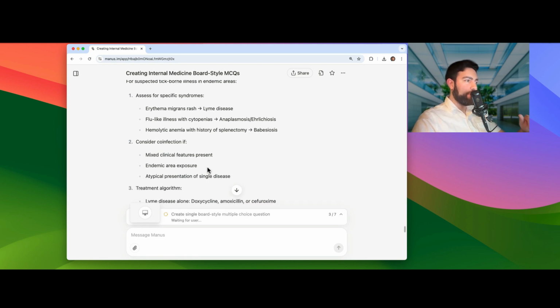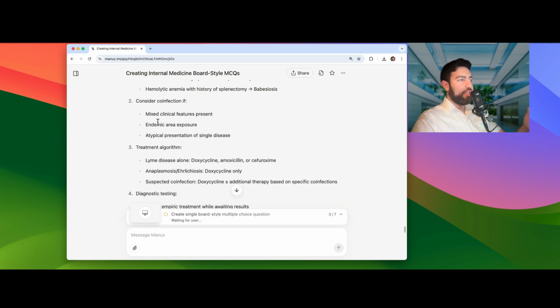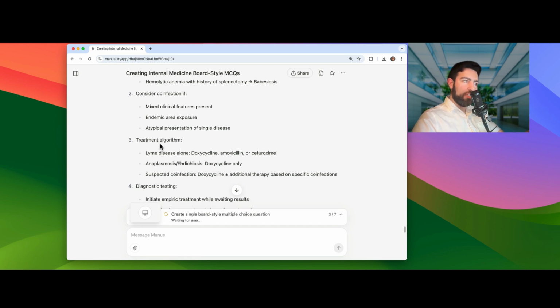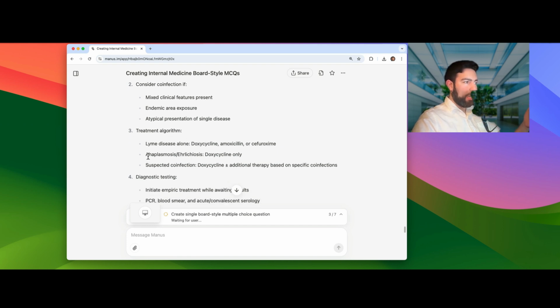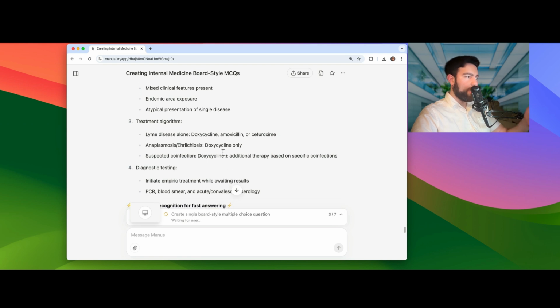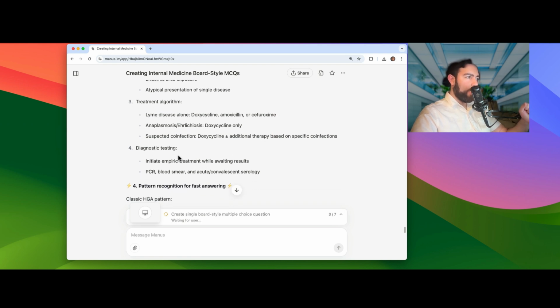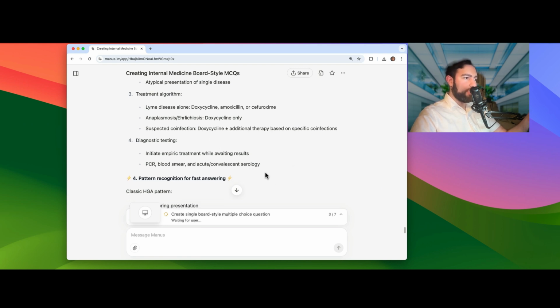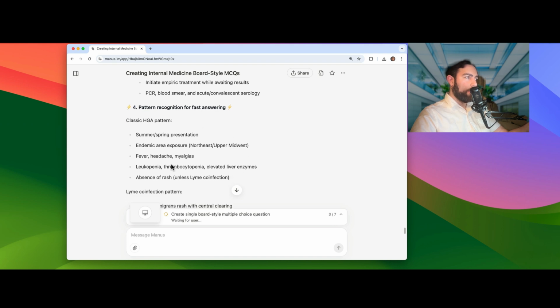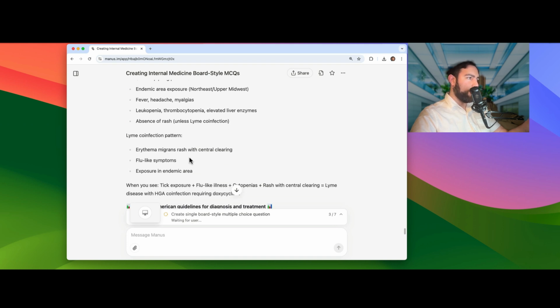If mixed clinical features are present, think about the endemic area exposure, atypical presentations of a single disease, and then think about the treatments. As you can see, anaplasmosis, ehrlichiosis: doxycycline only. Very important to know that doxycycline could be used for Lyme here, any of these. Suspected co-infections must have doxycycline. Diagnostics, testing: you can initiate empiric treatment while awaiting results. You could do a blood smear, very easy. You could do a PCR, and there's also acute or convalescent serology that you can order. And again, it goes over the pattern of how each of these diseases can present.